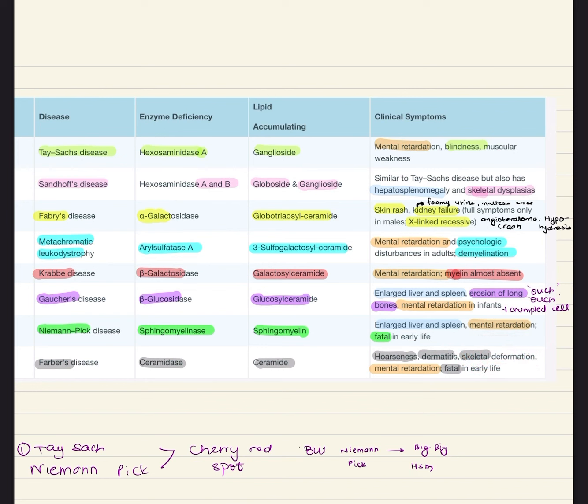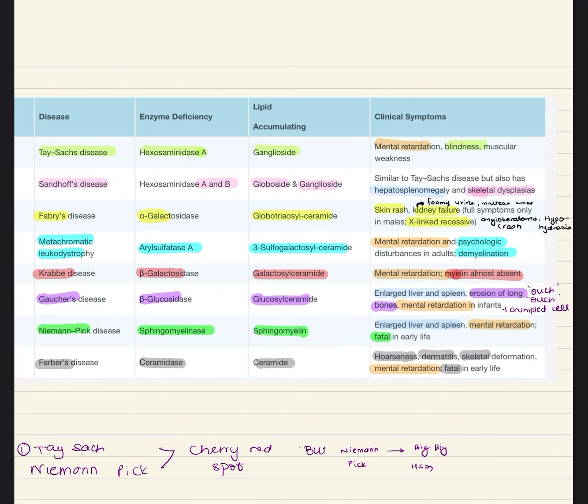So just remember, see the question also. If hepatosplenomegaly is present, then you have to think about only three diseases. One is Sandhoff. See, hepatosplenomegaly is in blue. Hepatosplenomegaly is Sandhoff. One more is Gaucher, and one more is Niemann-Pick. In all of these three you have hepatosplenomegaly.